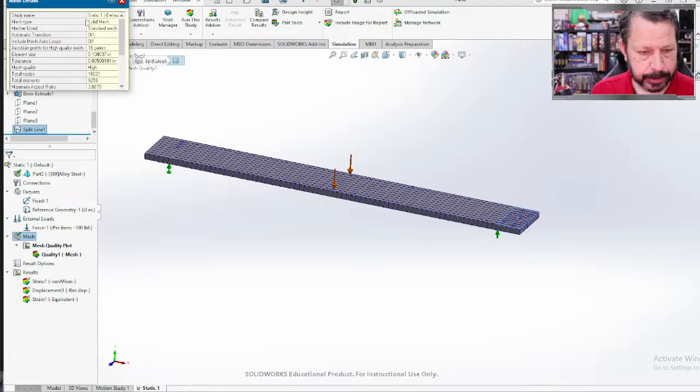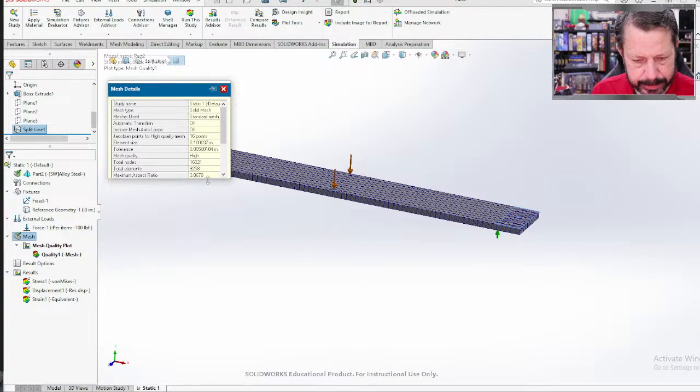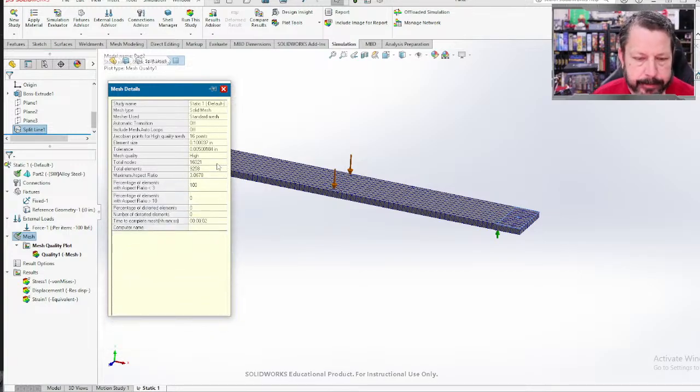Let's see if I can find details here. So these are my mesh details. It looks like I have elements that are 1/10 of an inch in size. A side is about 1/10 of an inch. I have 9,258 total elements here. That maximum aspect ratio is kind of the length to width shape of these elements. So that will tell me, 3, it's not horrible, but it's not great either. I'd like them to be more square, although they're triangles, but you know what I mean.